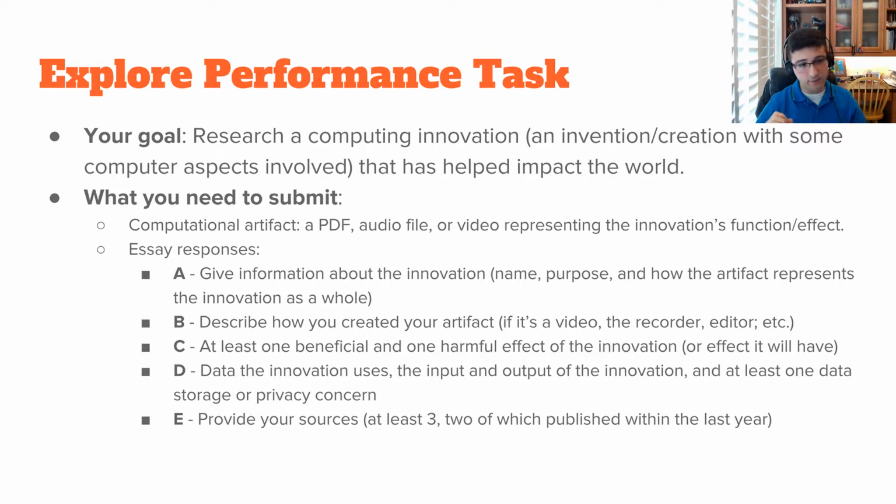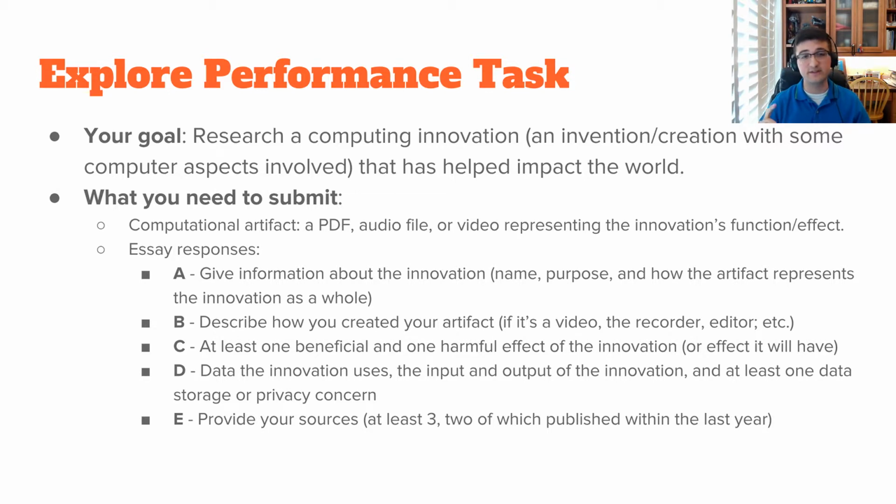Now, the A part, this is going to be about just information about the innovation and then how you made your artifact. B is going to be about how you... Oh, sorry. I made a little mistake there. A is going to be the information about the innovation and then how the artifact represents the innovation as a whole. B is going to be how you created your artifact.